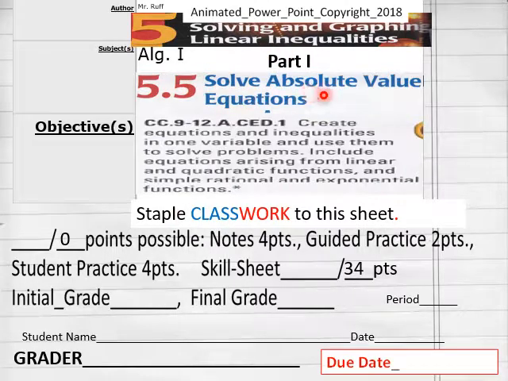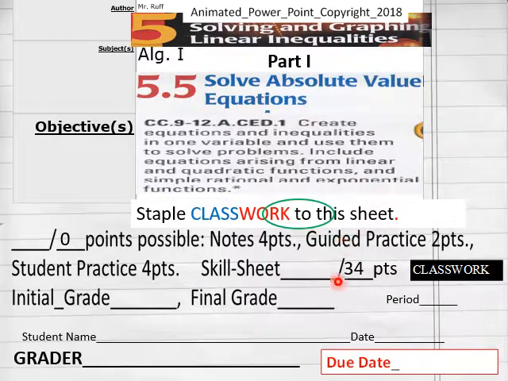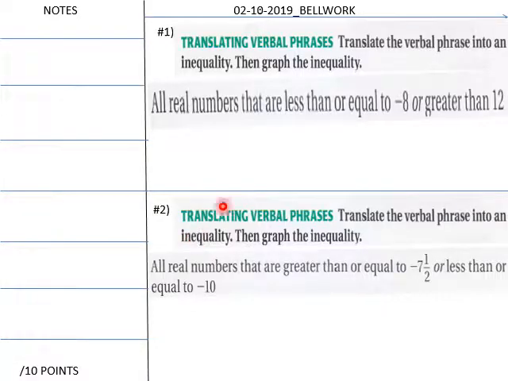5.5 part 1, solve absolute value equations. Here is your standard. You get a 34-point skill sheet and we have 0 points of note taking on this lesson here. Teachers, here is your bell work today.